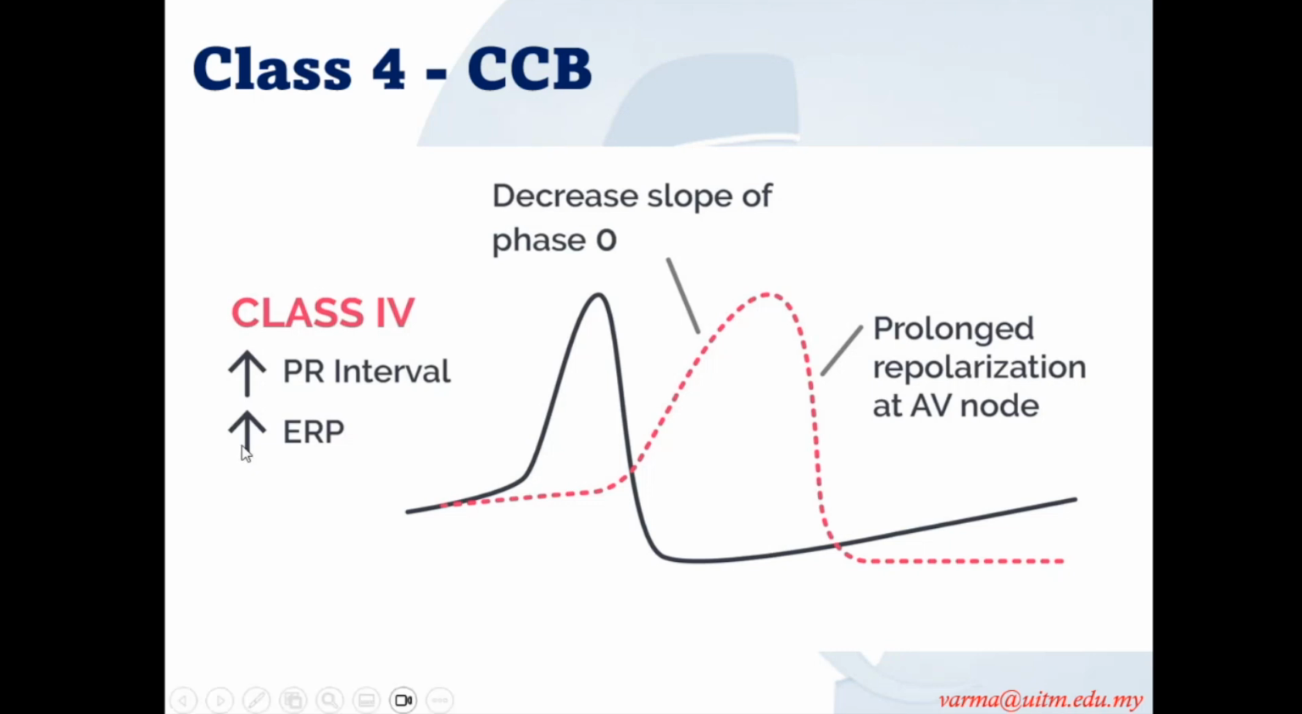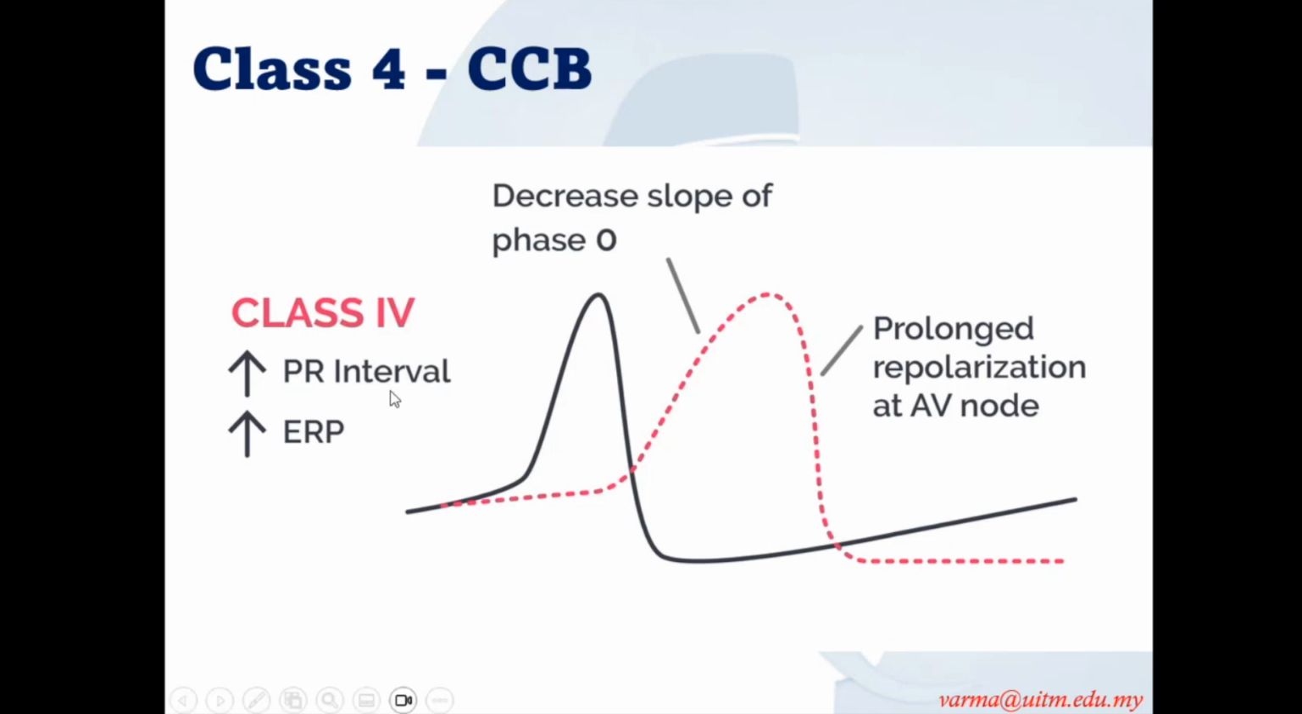And then they increase the duration of the effective refractory period, prolonging repolarization at the AV node. So they work at the SA node, they work at the AV node. So they mainly have a nodal effect, at the SA and AV nodes.